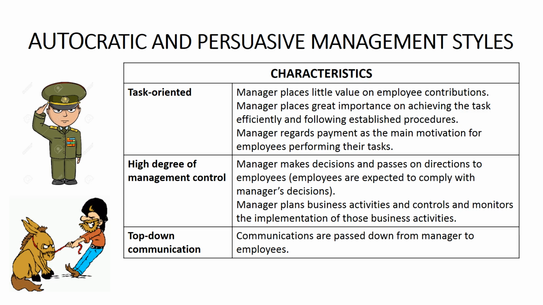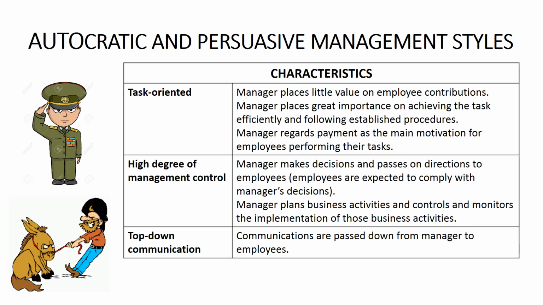That is, the autocratic or persuasive manager's aim is to achieve a particular outcome, and the manager sees employees merely as the means to achieve that outcome. If achieving the outcome means that employees have to work 16-hour days, 7 days a week, then that is a necessary price that has to be paid for getting the job done.